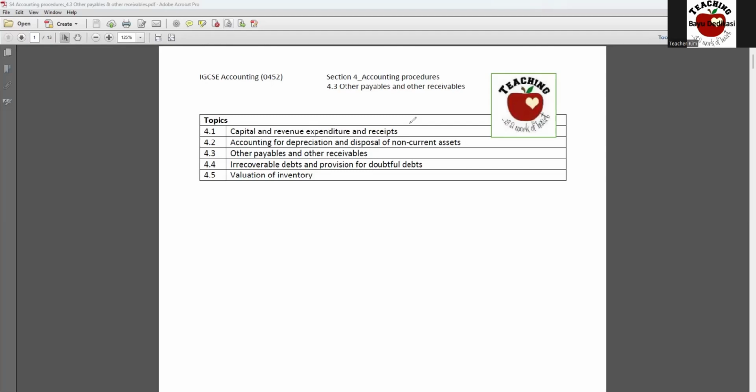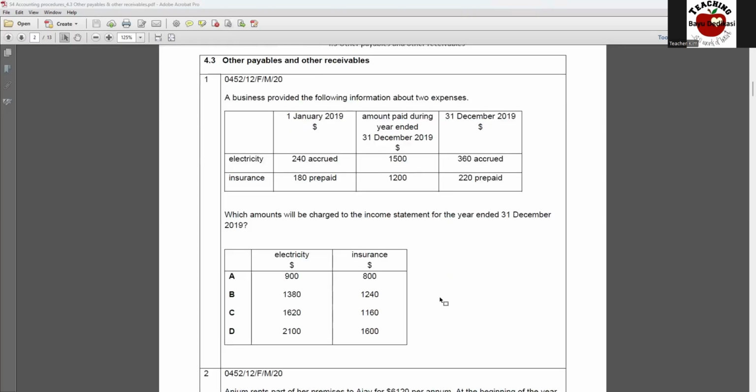Okay, we are going to do the topic other payable, other receivable for the MCQ. First question, a business provides the following information: electricity, insurance. We look into the last sentence. Which amount will be charged to the income statement for the year ended 31st December 2019? For the syllabus 2027 onward, this one we call profit or loss.